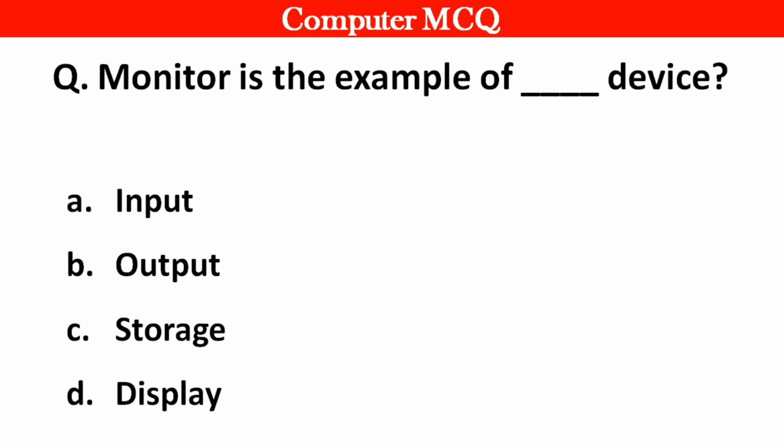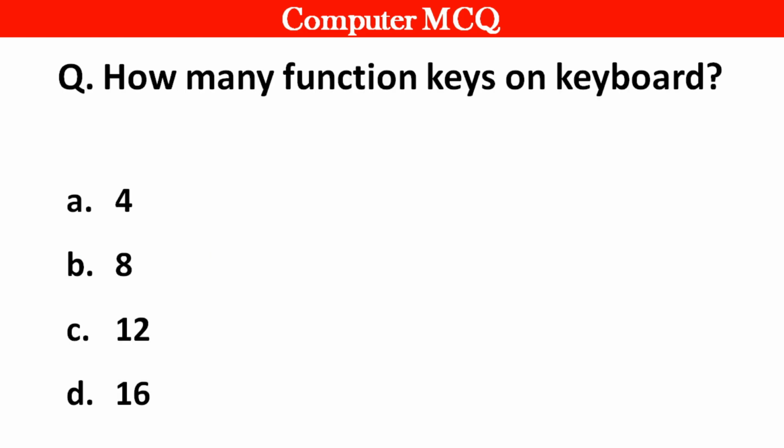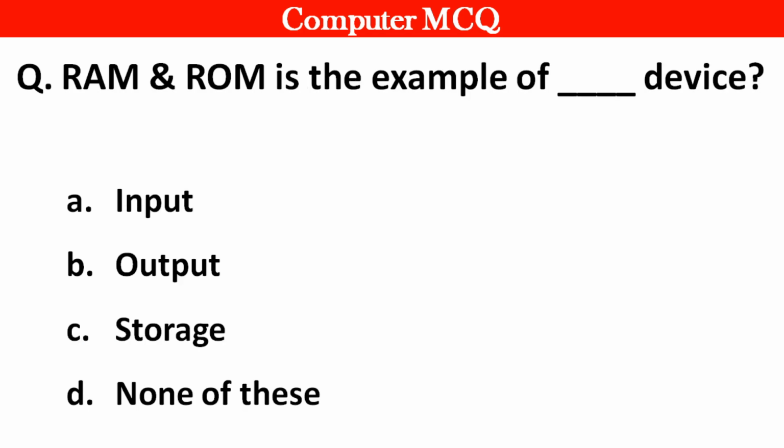Next question, monitors is the examples of dash device. Right answer is options B, output. Next question, how many function keys on keyboard? Right answer is option C, 12. Next question, RAM and ROMs is the examples of dash device. Right answer is option C, storage.